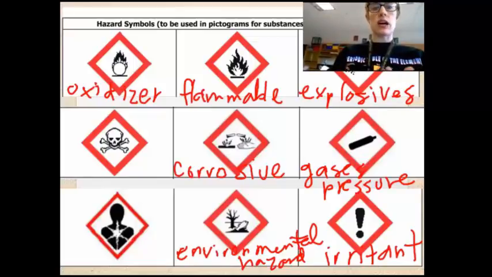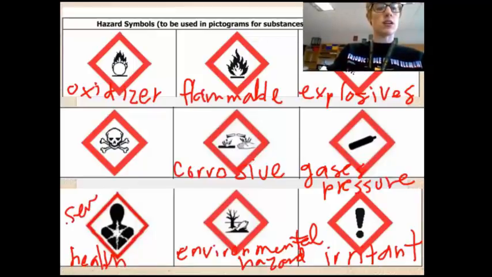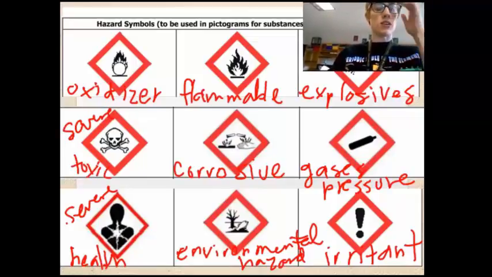The last 2 pictograms are chemicals we will not have in the lab. One of them is one with a silhouette, and that's a severe health hazard. So severe health hazard. And then the one with the skull and crossbones is anything that is severely toxic. Severely toxic. Okay, so those are our major 9 pictograms.